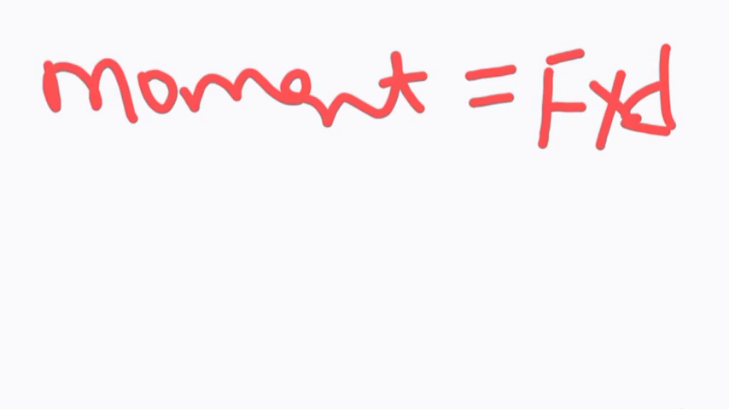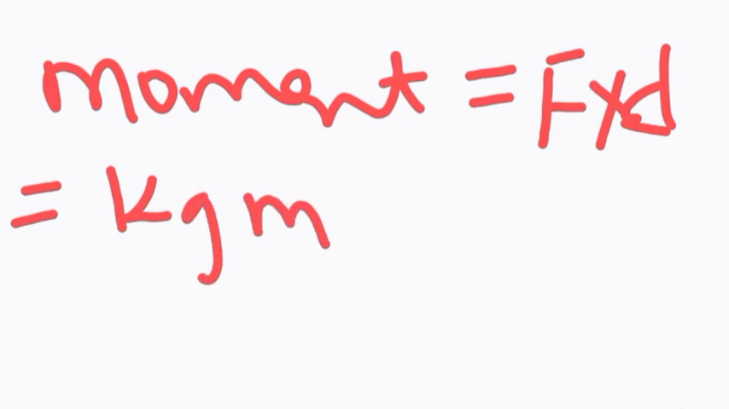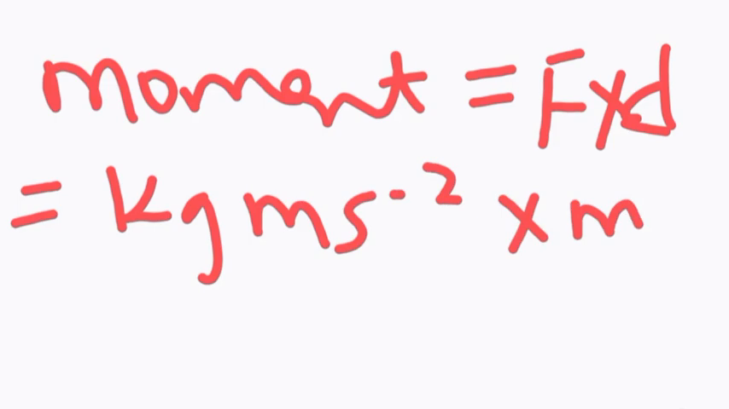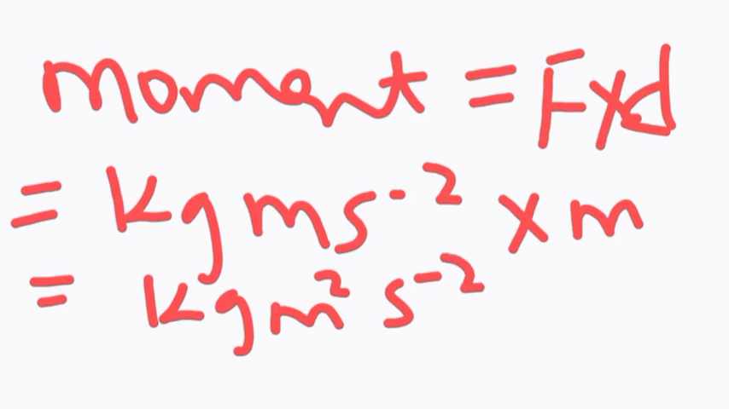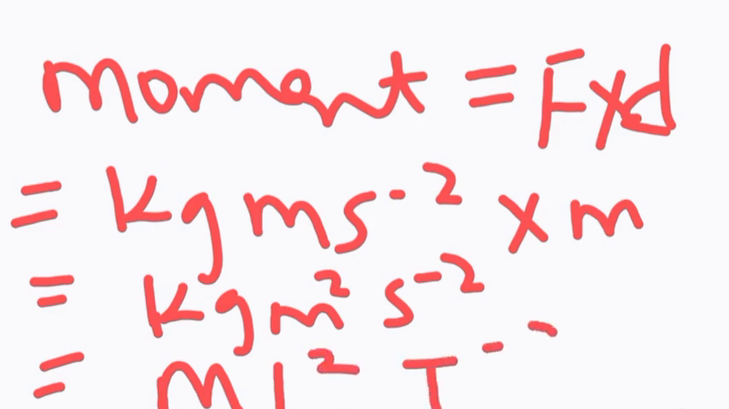Force, remember we have gotten force before to be kilogram meter per second square, and now we have distance, which is meters. So if we combine it, we are going to have it to be kg meter square, then seconds raised to power 2. So we'll have the dimension for moment to be kg will give us M, meter will give us the length, and then we'll have the time. This is the dimension for moments.